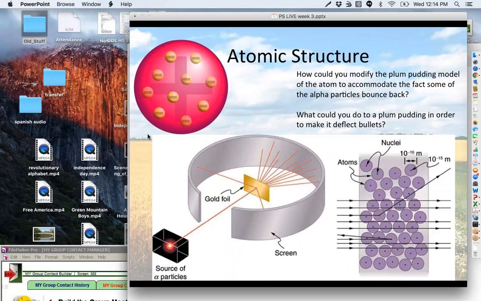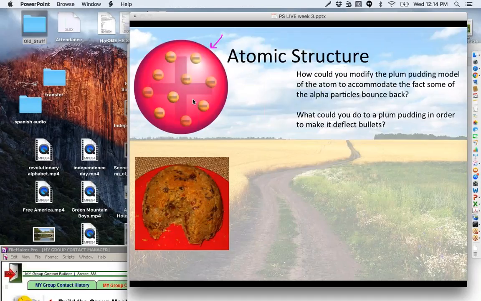The original model looked like this. All we knew about atoms was that there were negatively charged electrons inside of them somewhere that came out when we did certain things to the atoms. So we just assumed there must be a positively charged mass of something, which we called plum pudding, on the inside. That's why I have this plum pudding here to represent that. The electrons were like the raisins or the plums in the plum pudding, and everything else was a positive mass.